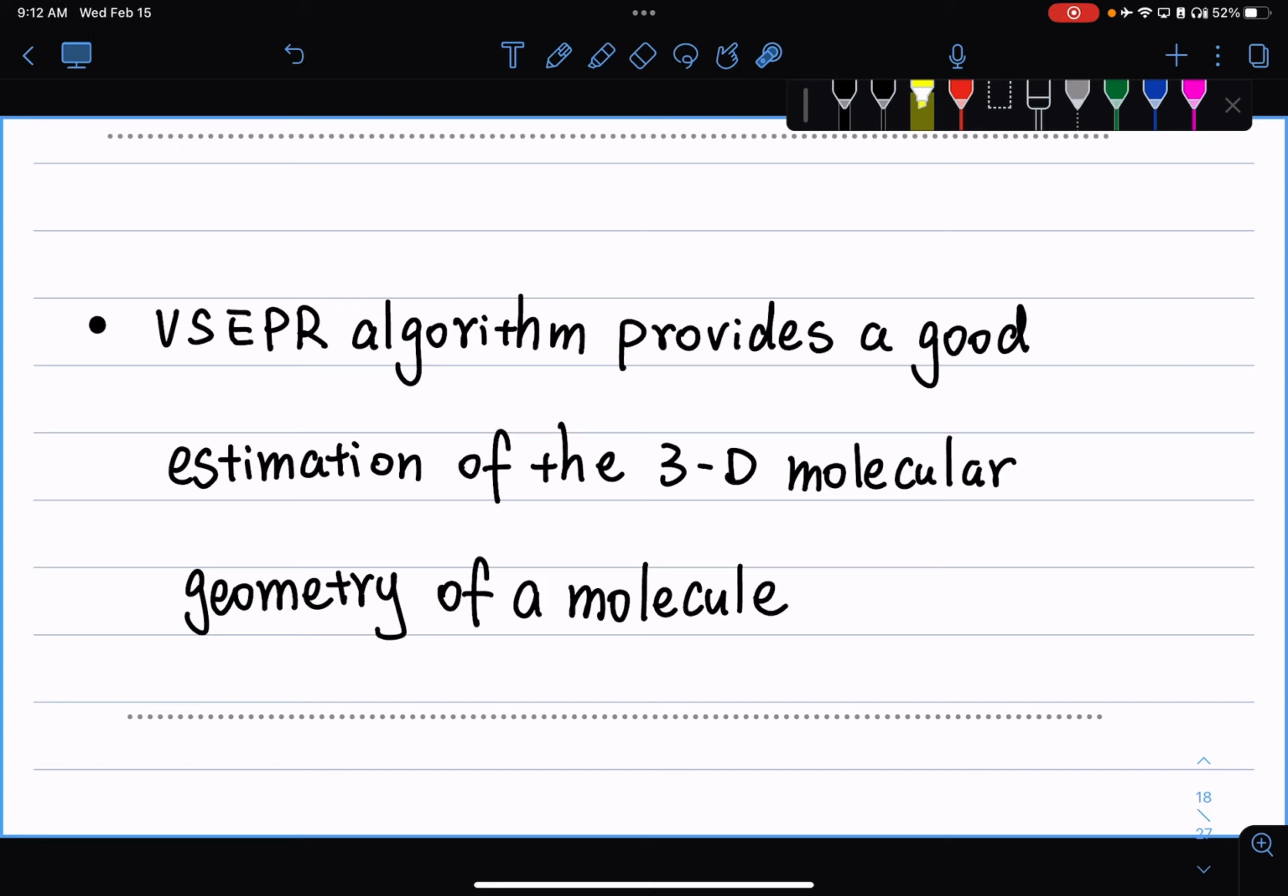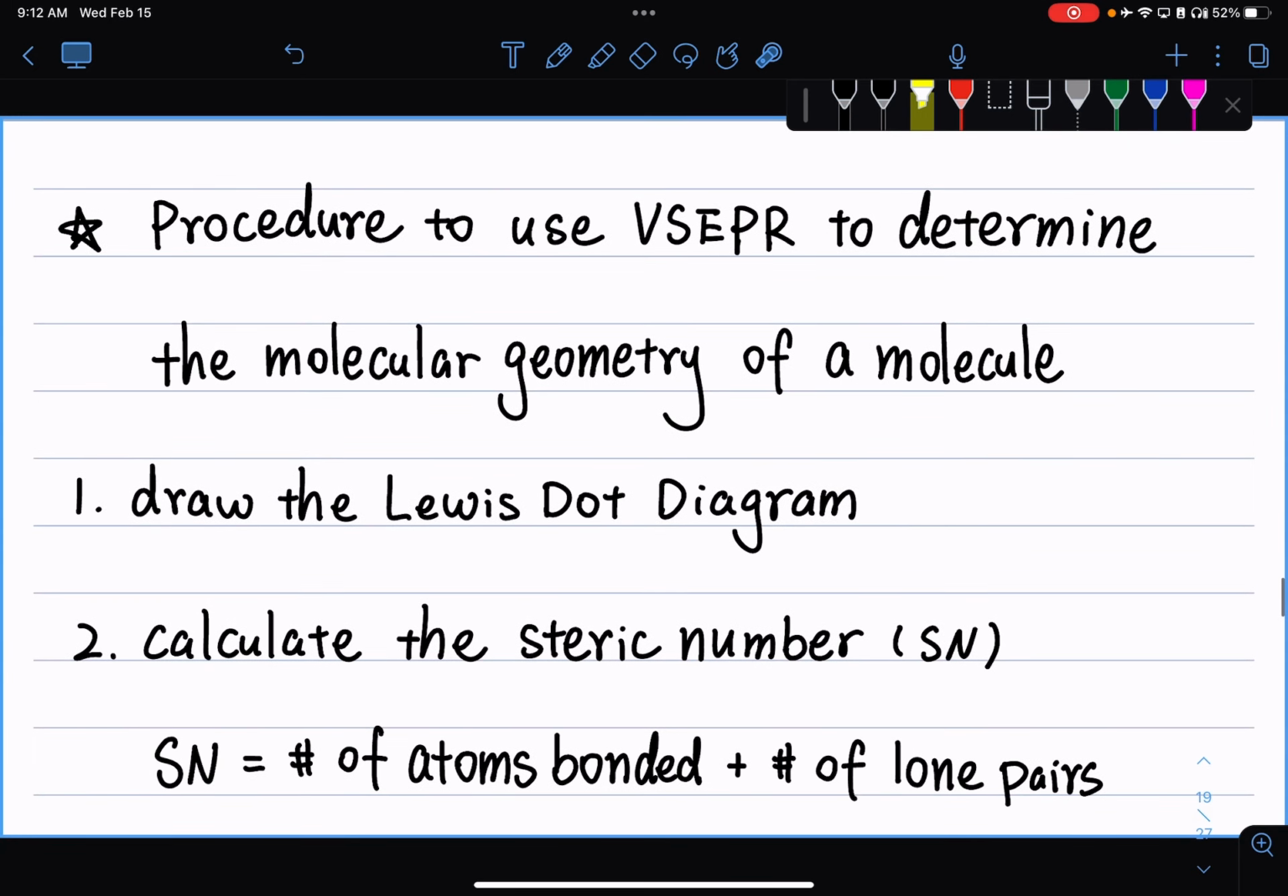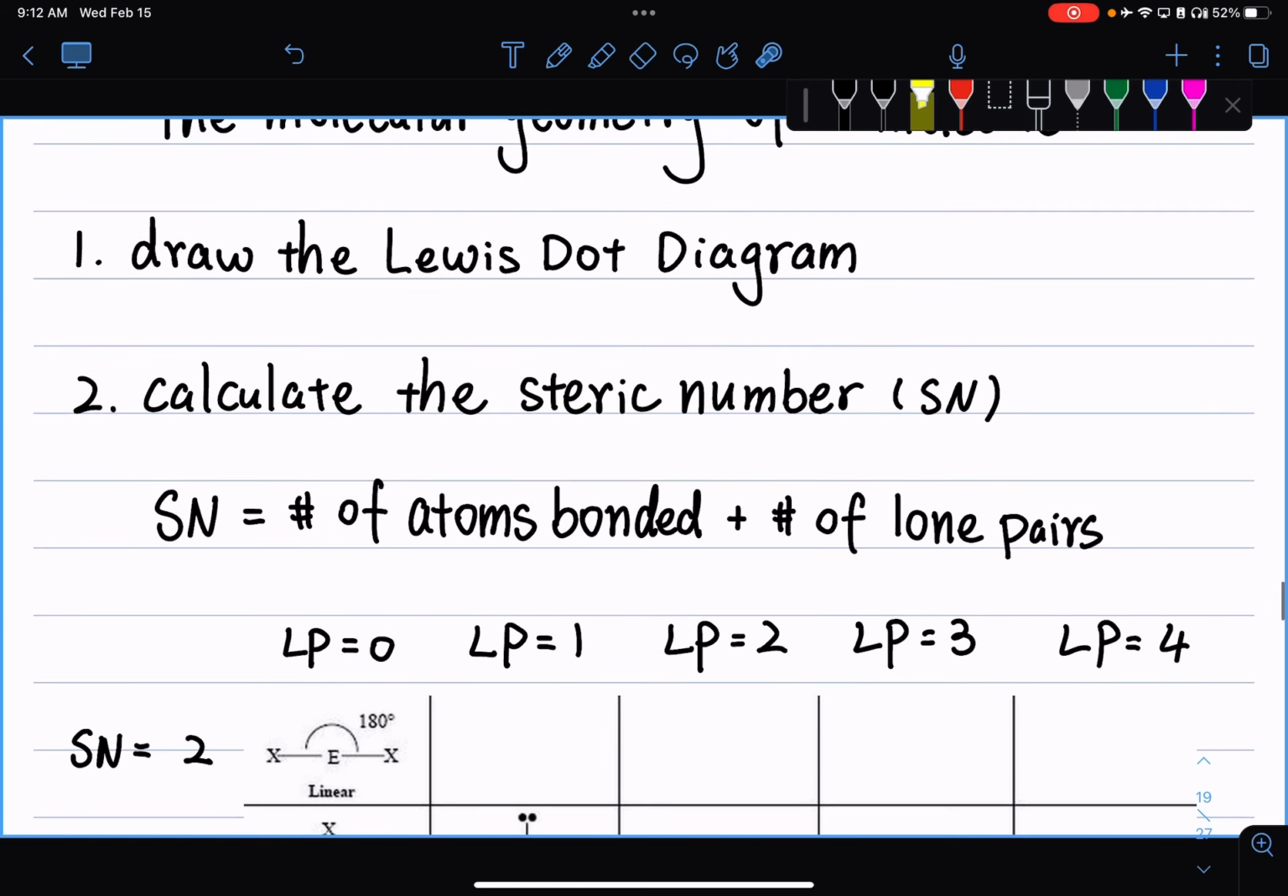So let's do some examples and see how VSEPR actually applies to real molecules. Before we do that, I want to go over the procedure to use VSEPR to determine the molecular geometry. It's actually just 3 steps, a little bit shorter than the Lewis dot diagram. First step, you draw the Lewis dot diagram. Again, the Lewis dot diagram gives you the basic connectivity of atoms in your molecule, and it also requires that your atoms fulfill the octet rule.